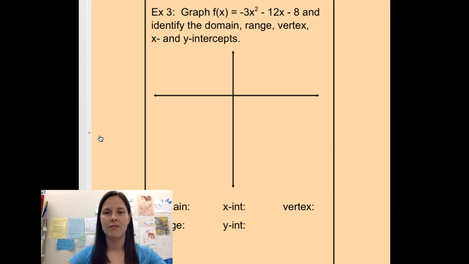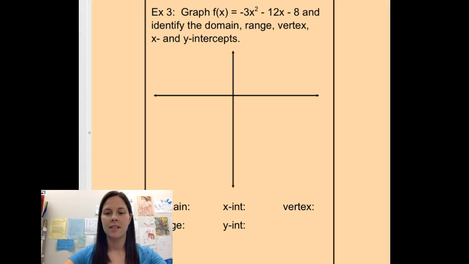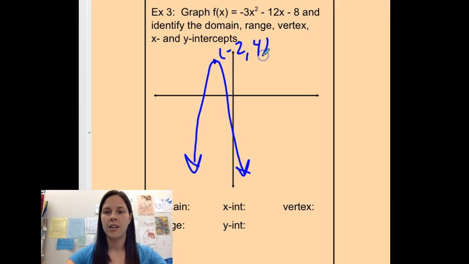One more graph. And here's our final graph, identifying the vertex, our two x-intercepts, and our y-intercept. Sketching this one. We had a vertex at -2, 4. And a y-intercept at 0, -8.